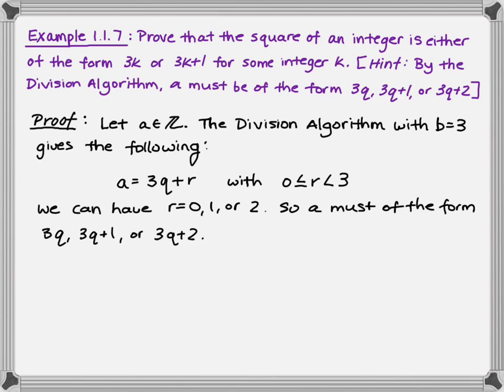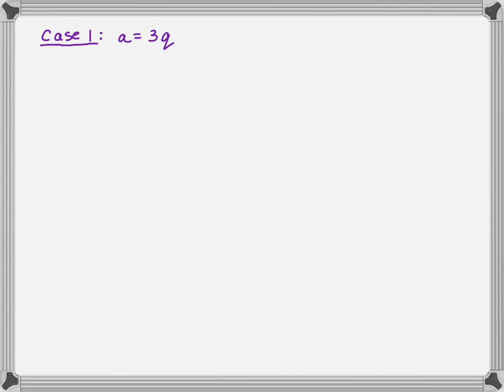And so how do we use it to help us? This actually tells us that we can break this problem down into 3 cases. We want to show that the square of an integer is of the form 3k or 3k plus 1. So if we only have 3 options for the form that integer has to be, we can square each of these options and see if we get the result. So let's start with case 1. That's going to be namely that a is of the form 3q. So what happens when we square it?